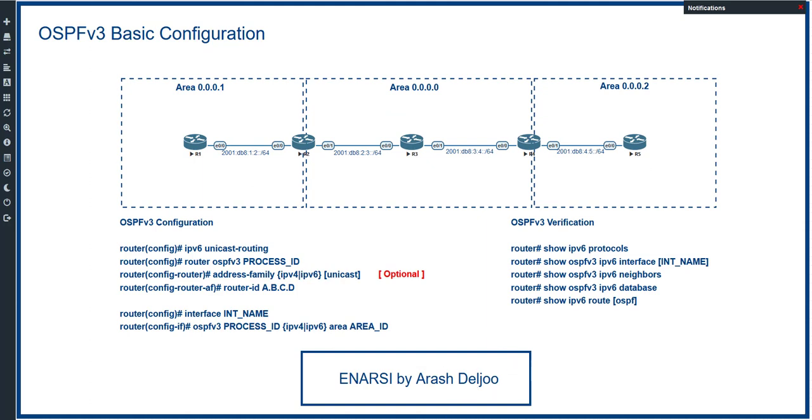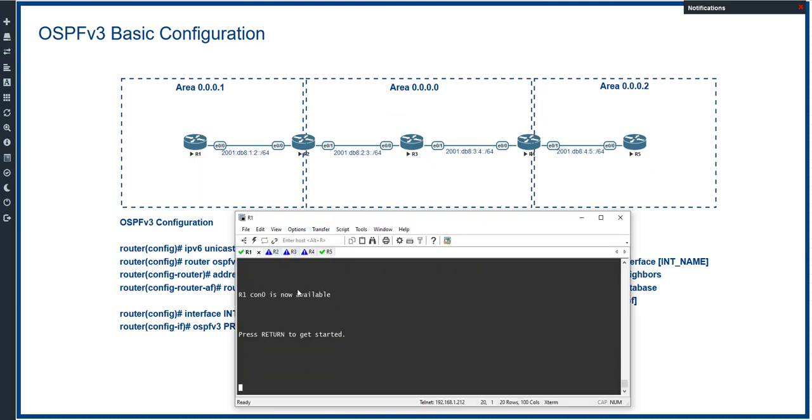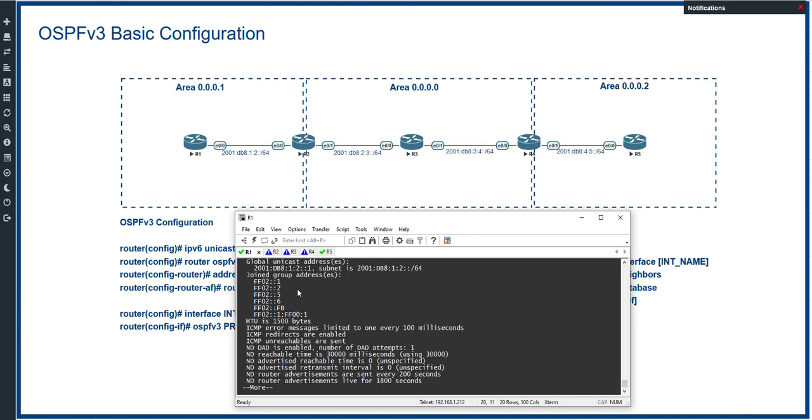Let me show you the IP addressing that we have on router 1. On router 1, on ETH00, show IPv6 interface ETH00, we have these two multicast addresses, FF02::5 and FF02::6.